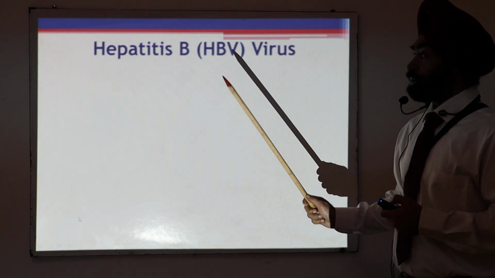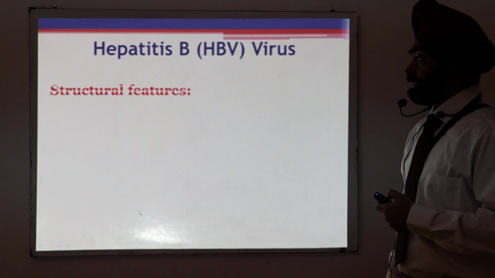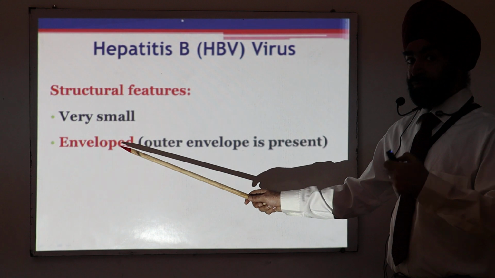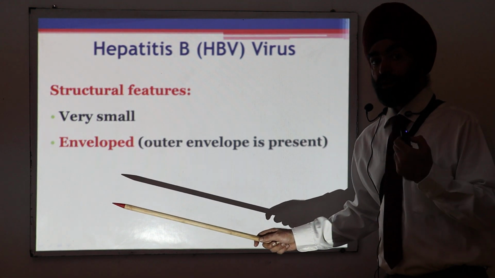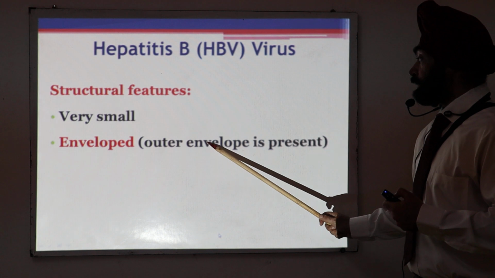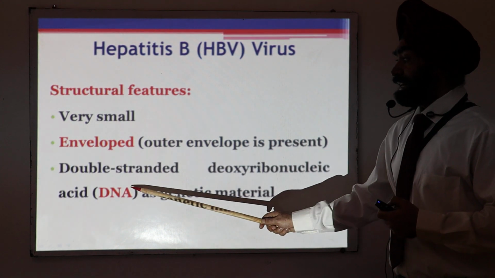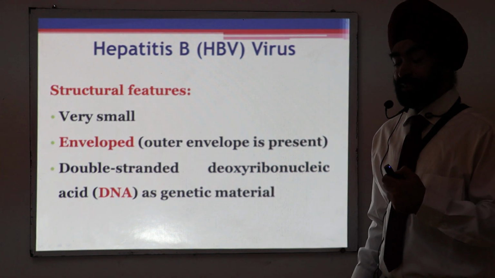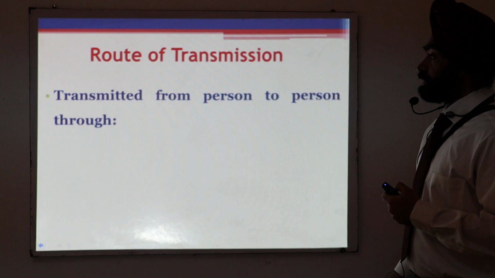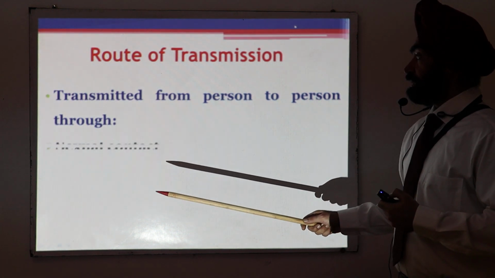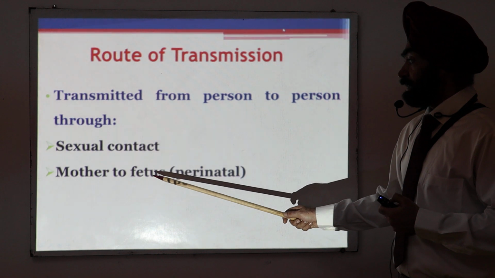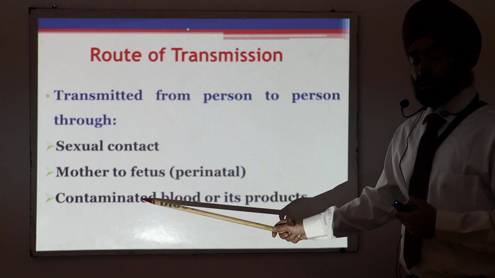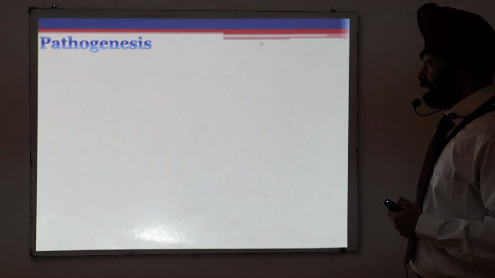First of all, coming down to the structural features of hepatitis B virus. It is very small in nature. It is enveloped, different from hepatitis A, which was non-enveloped. The outer envelope is present. And the genetic material is DNA, which is double-stranded, again different from hepatitis A. The route of transmission is also different. It is transmitted through sexual contact, from mother to fetus, which is called perinatal, and use of contaminated blood or its products.